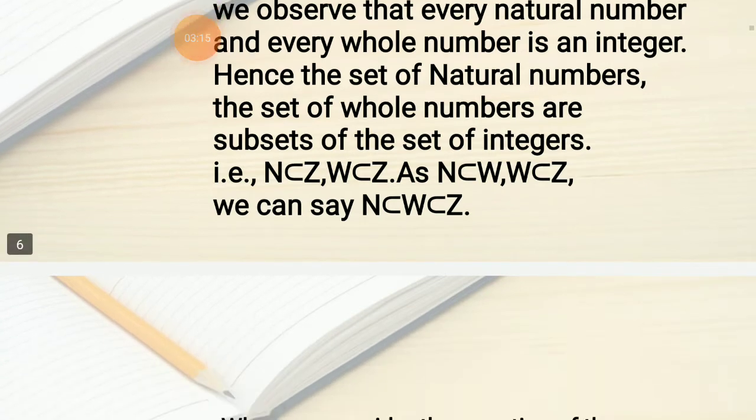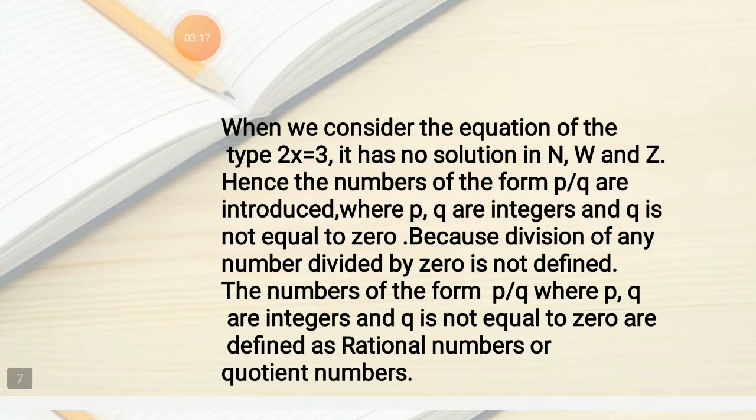When we consider an equation of the type 2x equal to 3, it has no solution in N, W and Z, because no natural number, no whole number, no integer satisfies 2x equal to 3. When you multiply any natural number or any whole number or any integer with 2, you can't get 3. Hence, the numbers of the form p by q are introduced, where p, q are integers and q is not equal to 0, because division of any number by 0 is not defined.